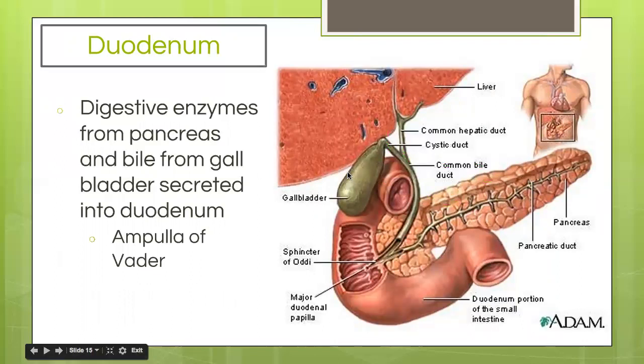All of these 3 organs secrete their bile and their enzymes through ducts, which are tubes, and they enter into the duodenum through the ampulla of Vater.